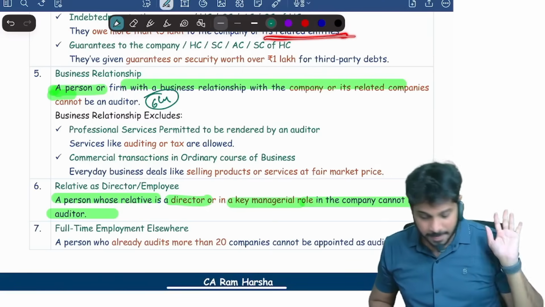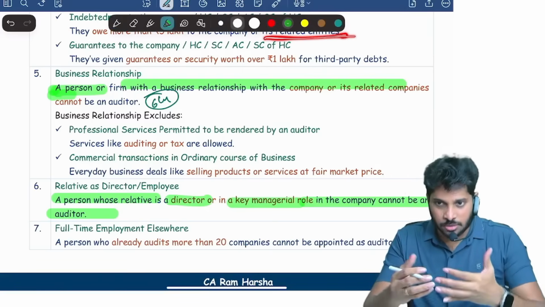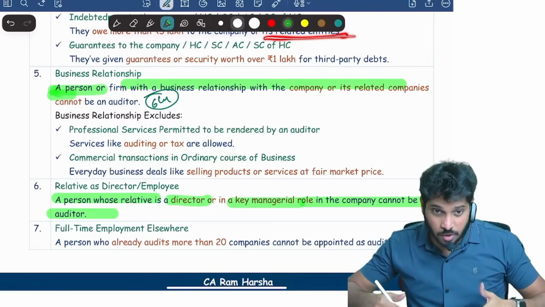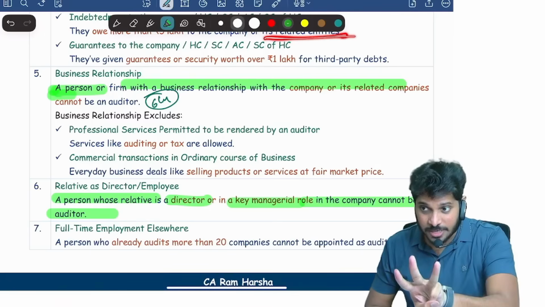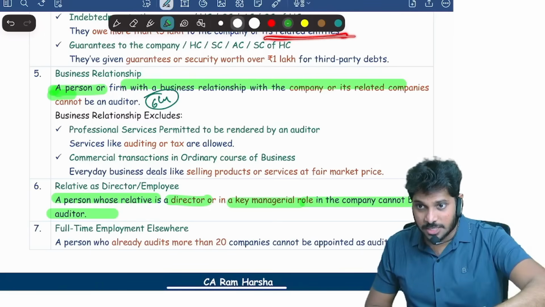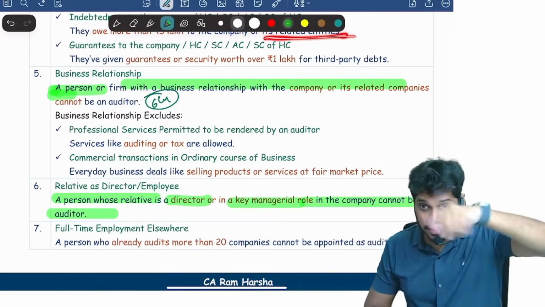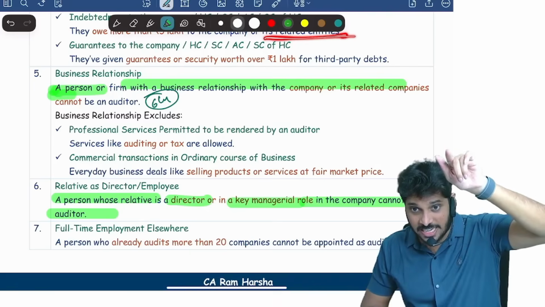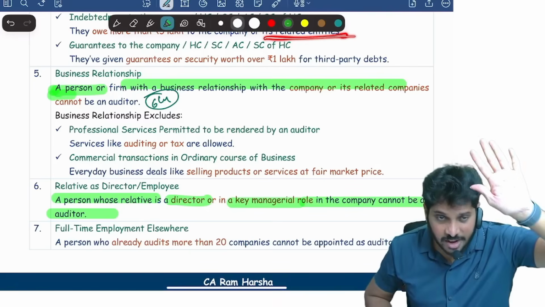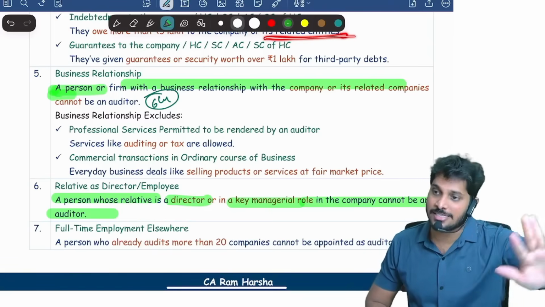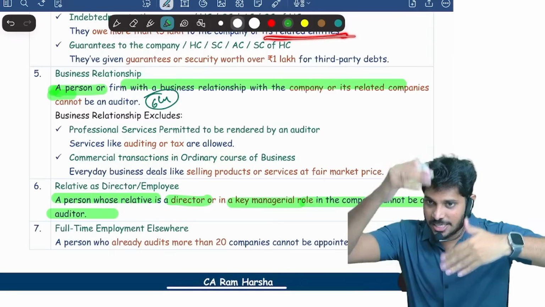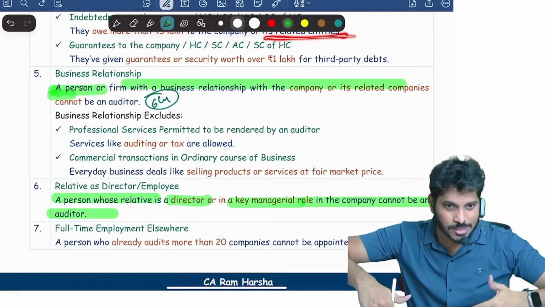Are you clear? Next, there is one more disqualification called prohibited services. There only 3 companies are covered: that company, holding and subsidiary. For business relationship, 6 companies are covered; for financial connections, 5 companies are covered. Why 5 were connected, why 6 were covered here, why 3 were covered later, I will tell the reason in the regular class. Generally how law-making mistakes happen, all that we discuss there.